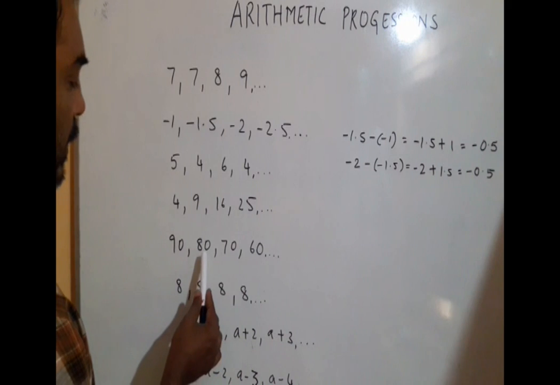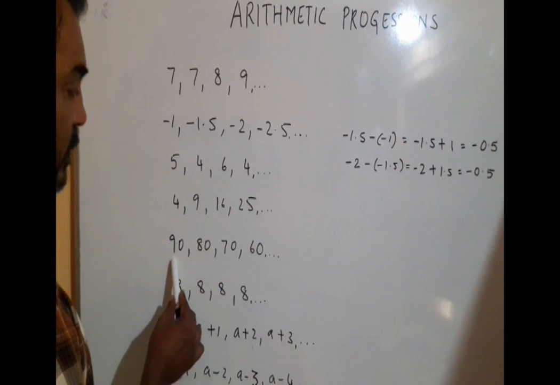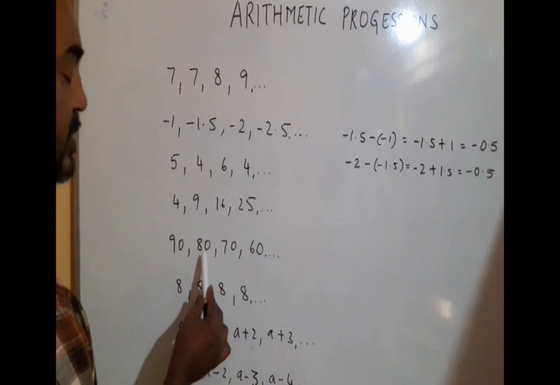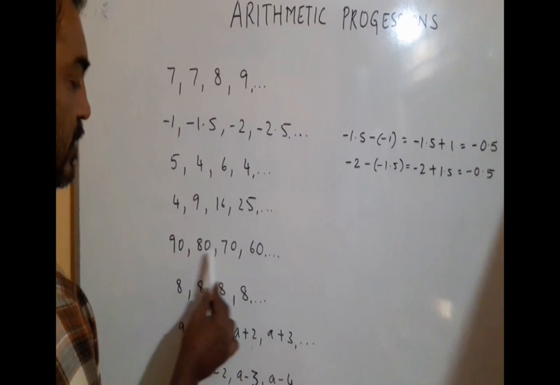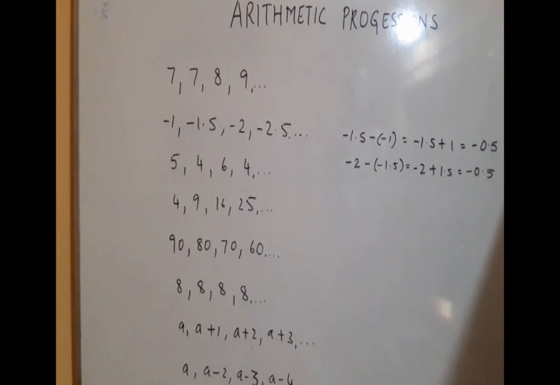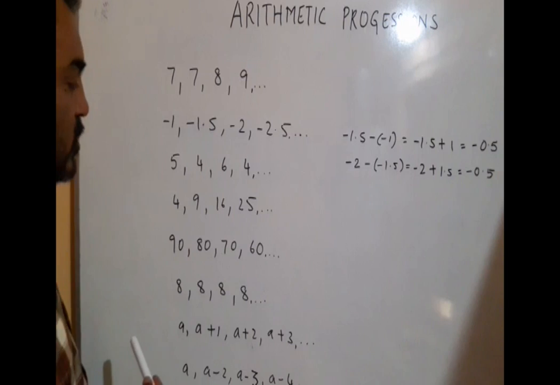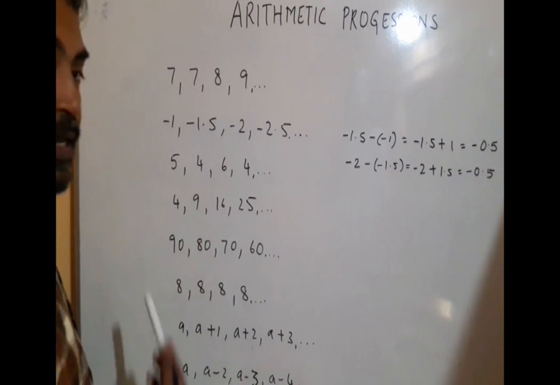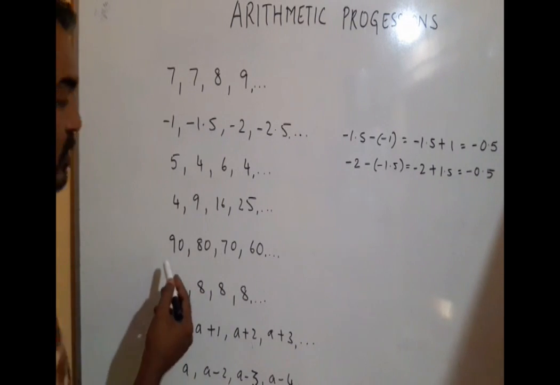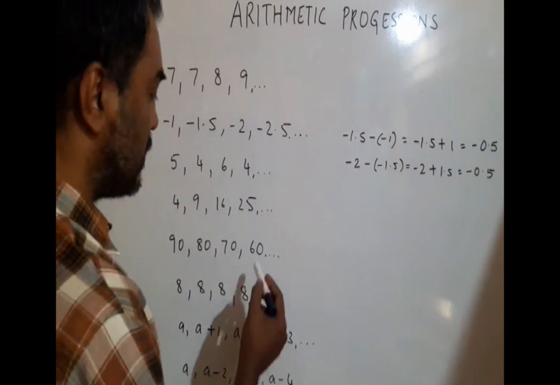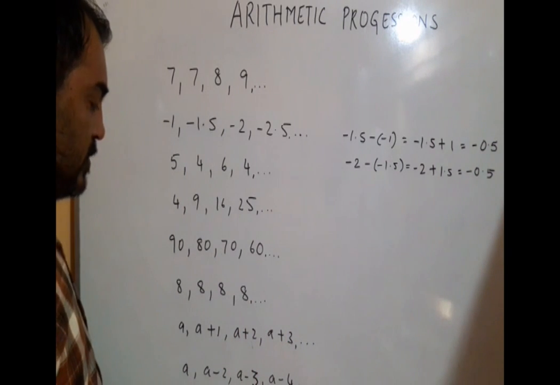Next we have 80 minus 90, that is minus 10, 70 minus 80, that is minus 10, and 60 minus 70, that is minus 10. Since the common difference remains constant, this is an arithmetic sequence.